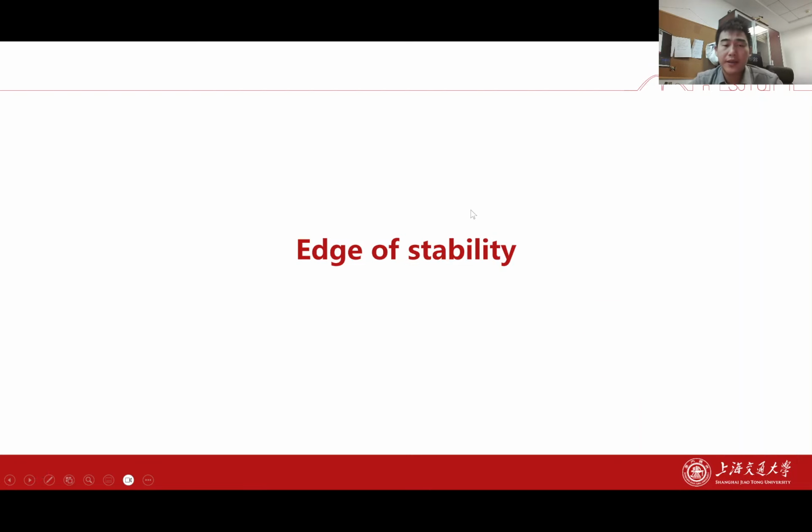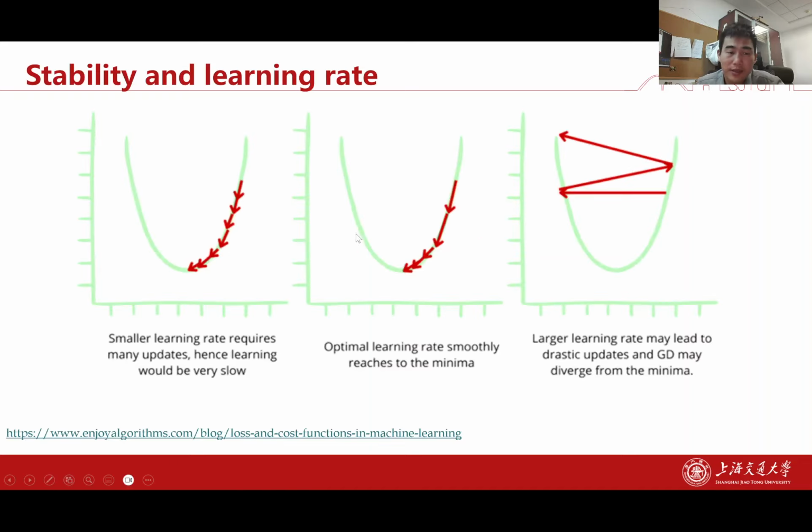So there are many interesting phenomena in the deep learning community, and we will select some to introduce. This phenomenon is called adjustability. To understand this, let me first give you a very simple, intuitive example of the learning rate and the stability of learning. For the optimization on this quadratic loss function, if you choose a very small learning rate, you will use many steps to converge.